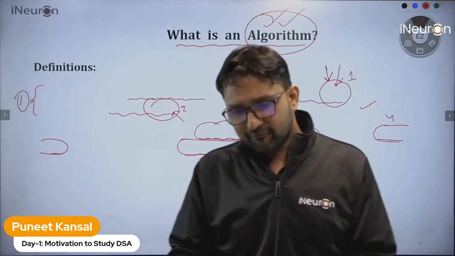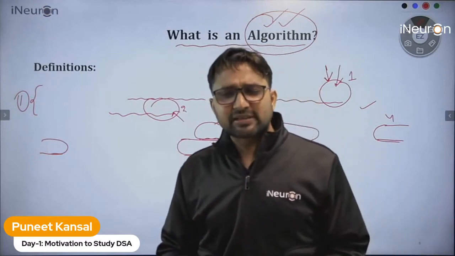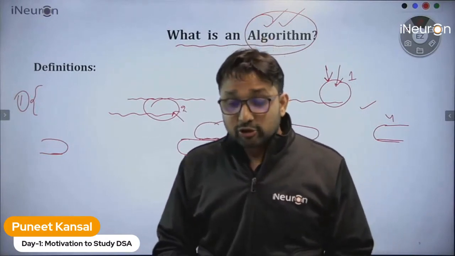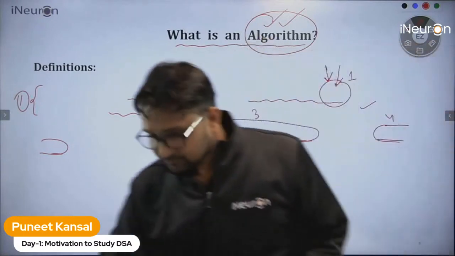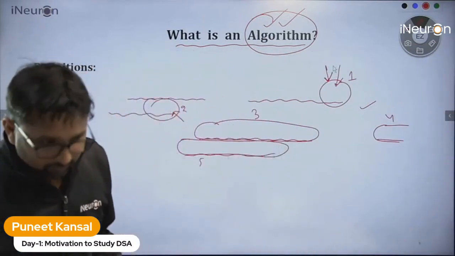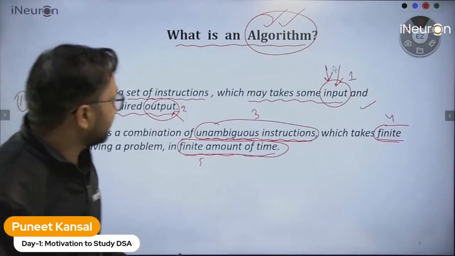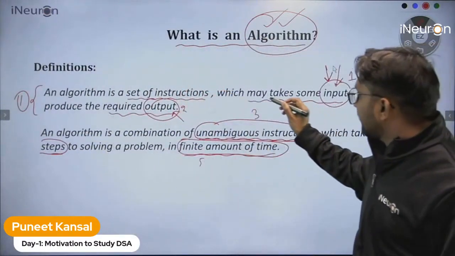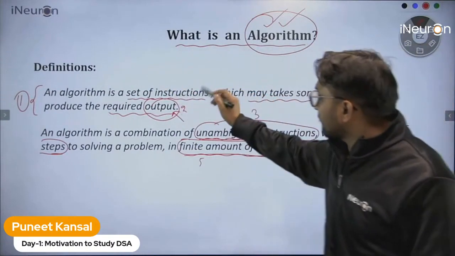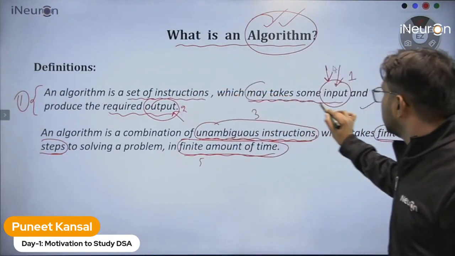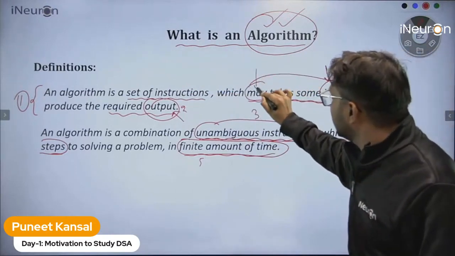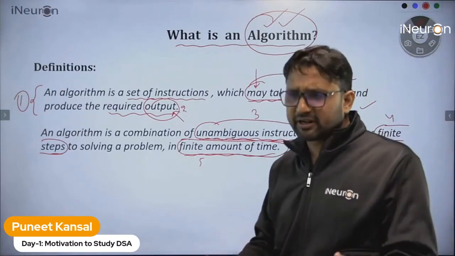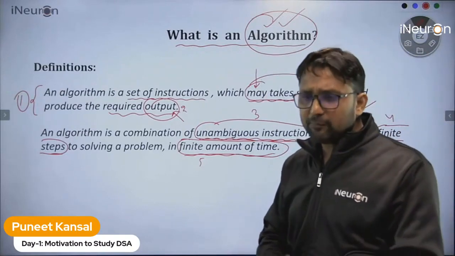Involve yourself. Okay, fine. So many people are saying input is compulsory, and many others are saying that input is not compulsory. Actually, if you check out the definition itself, here is my definition. See what I have written: an algorithm is a set of instructions which may take. I have used the word "may" here. Even the definition is telling us input is not compulsory. Input may be there, may not be there.